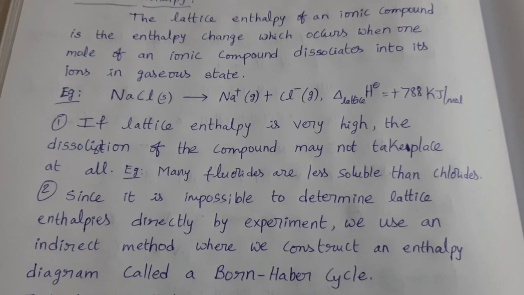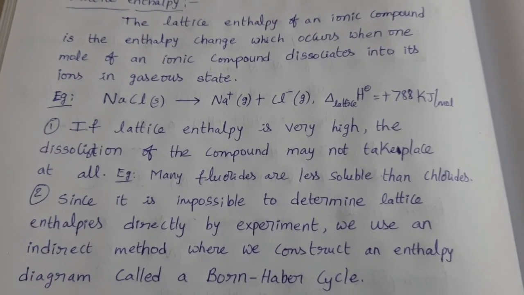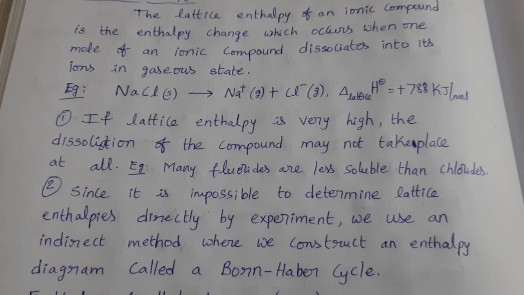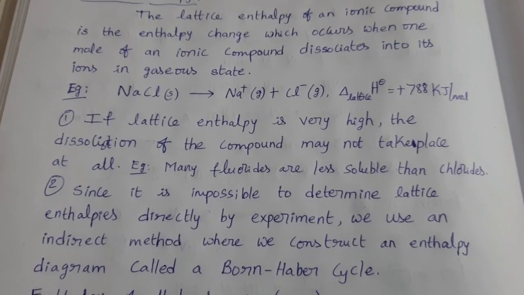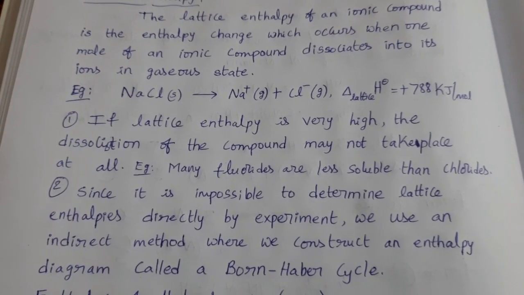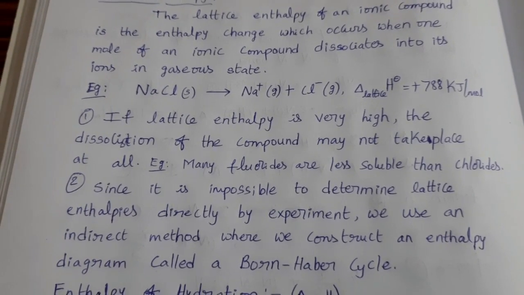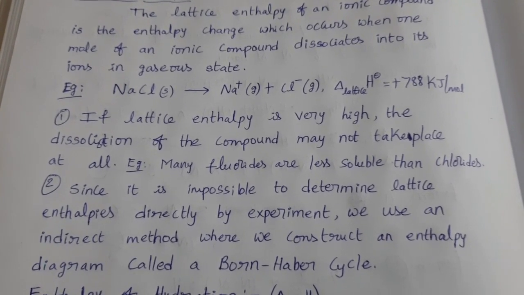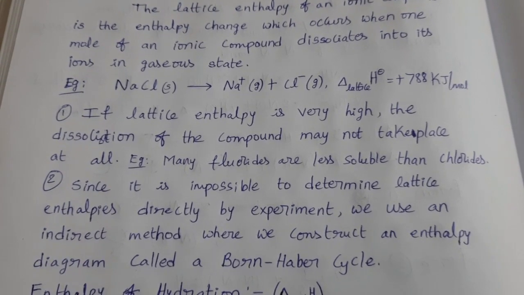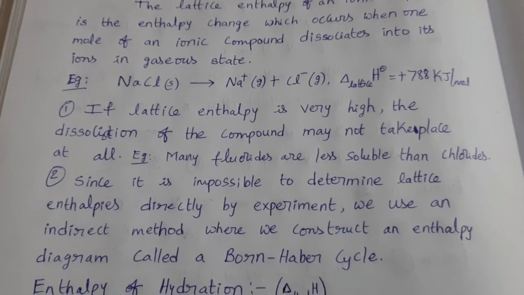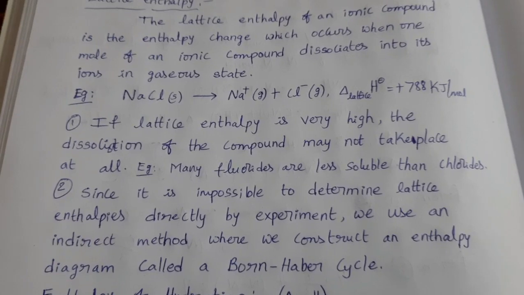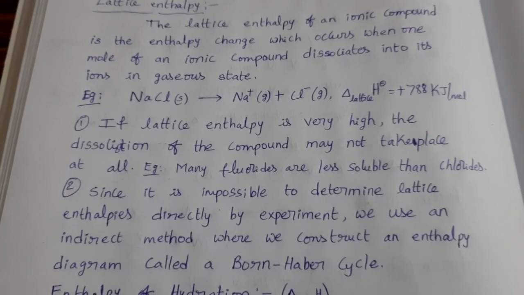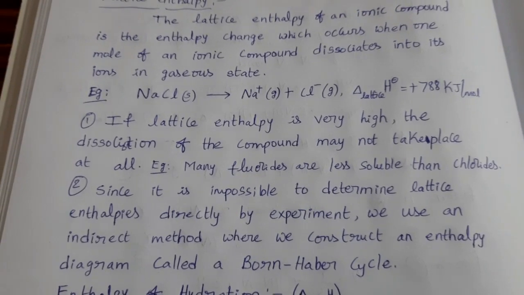Next, it is impossible to determine lattice enthalpies directly by experiment. We use an indirect method. By the direct method, we cannot determine lattice enthalpy. So to determine this lattice enthalpy, we construct an enthalpy diagram that is called the Born-Haber cycle. Two scientists developed this Born-Haber cycle to calculate the lattice enthalpy of ionic compounds.